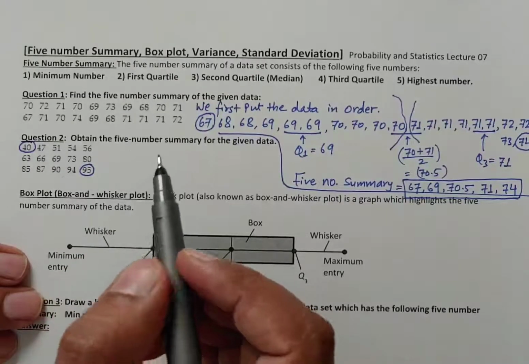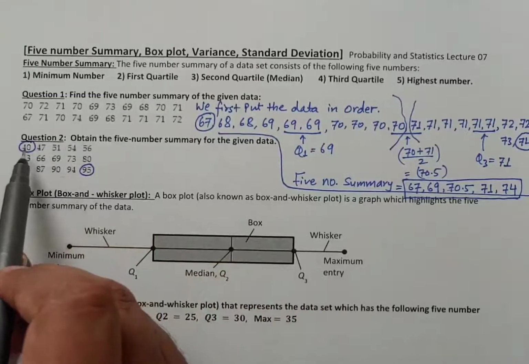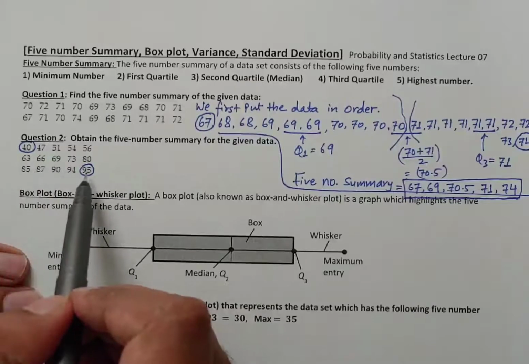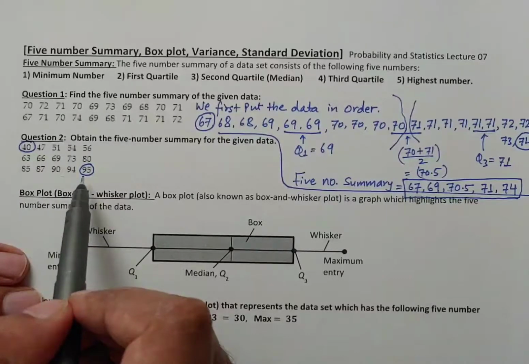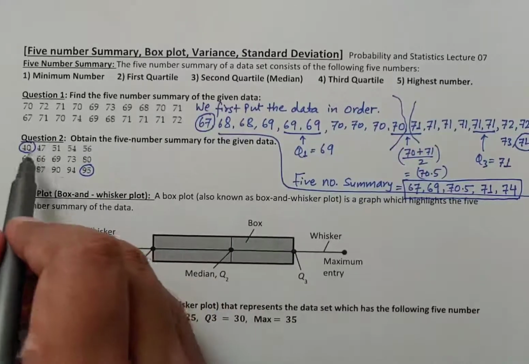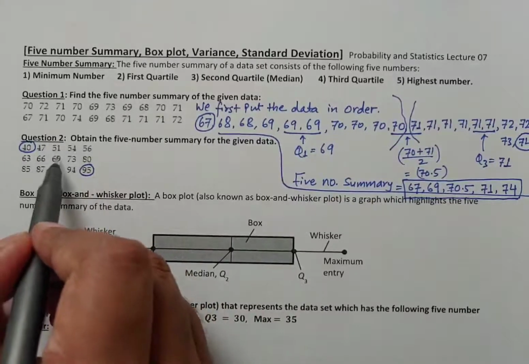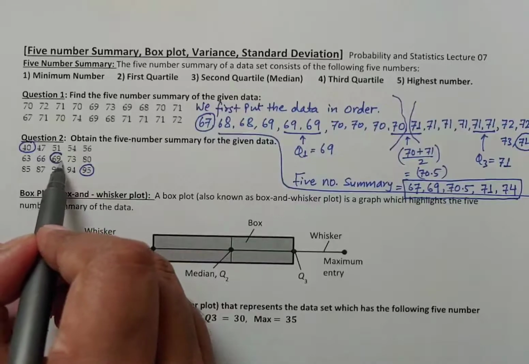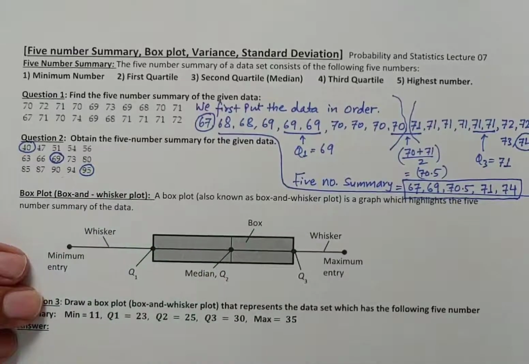And the median: how many numbers are in here? So 5, 10, 15 numbers, right? So 15 numbers, then you have the 8th number in the middle. So 1, 2, 3, 4, 5, 6, 7, 8. So this number is in the middle, which is the median.